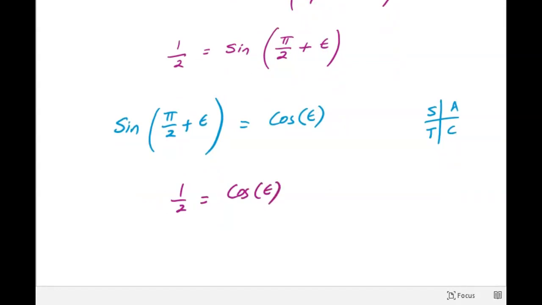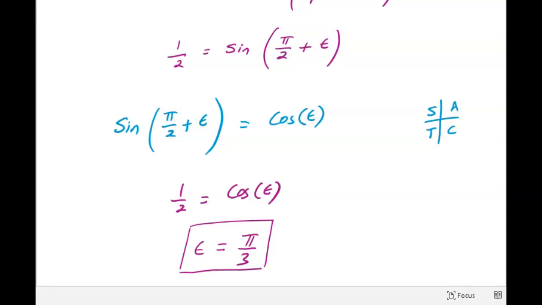Now quickly revisiting my values of sine, cos and tan in the first quadrant. When is my cos function equal to a half? I can quickly ascertain my cos function is going to be equal to a half for a value of pi on 3, and that helps us to solve the value for e in this particular question.